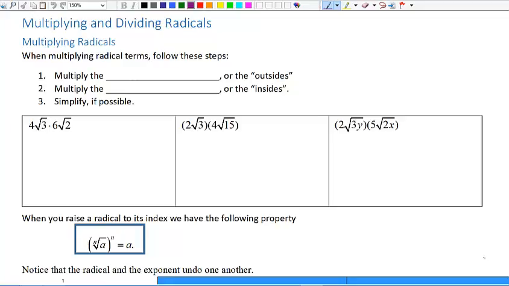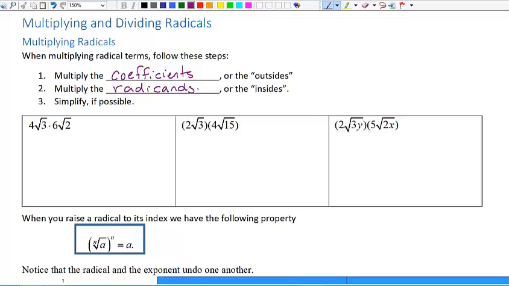Today's lesson is on multiplying and dividing radicals. First, we will multiply. When you are multiplying radical terms, follow these steps. 1. Multiply the coefficients, or the outside terms. And then multiply the radicands, or the inside terms.